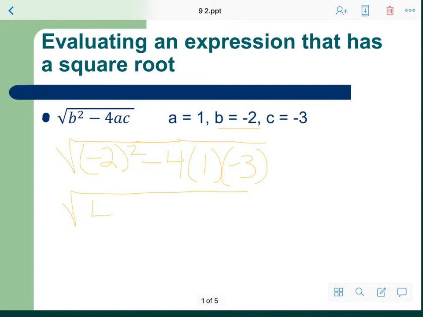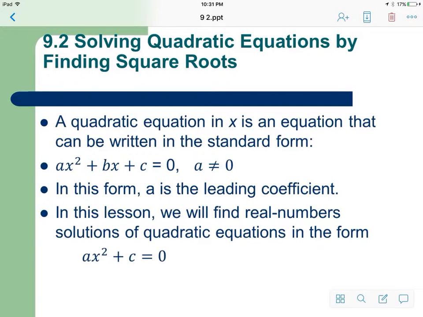(-2) squared would be 4, minus 4 times 1 would be -4, and -4 times -3 would be +12. So make sure you multiply first here before you start doing any addition or subtraction. Last step is to add 4 plus 12, and you get the square root of 16, which is equal to 4.